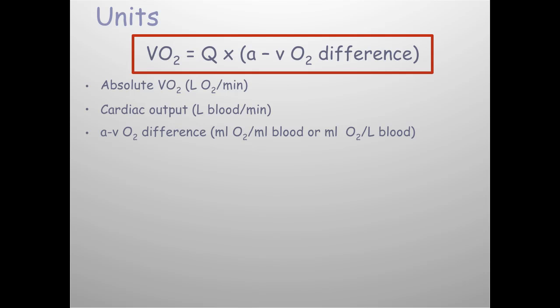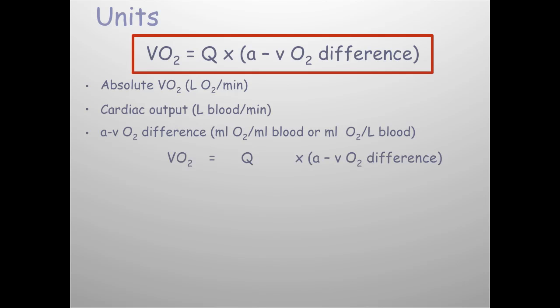So 15 mils of oxygen per 100 mils of blood is the same as 150 mils of oxygen per liter of blood. And it's really important to note how your units are expressed. You can't just automatically put in cardiac output times VO2 difference, especially if the units don't match up. And I'll give you an example of how not to do it later on.